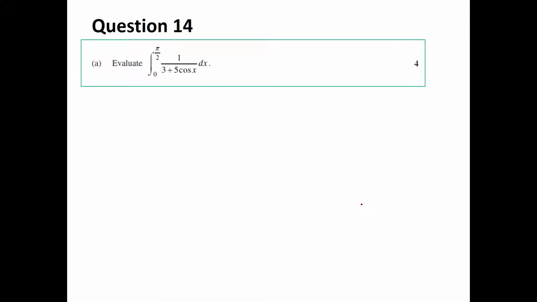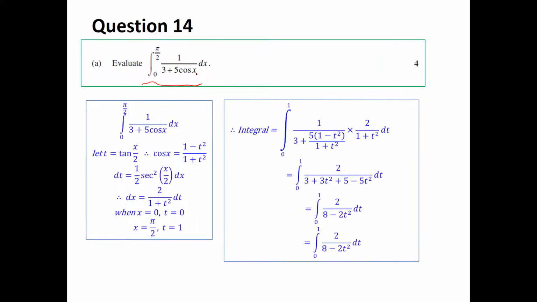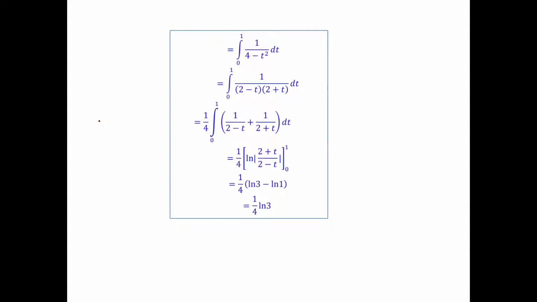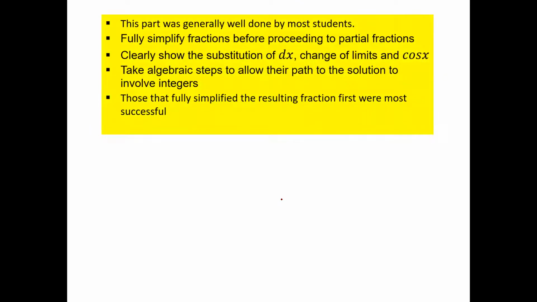Question 14a, evaluate the integral from 0 to pi on 2 of 1 over 3 plus 5 cos x dx. Here is a solution using the t substitution. As you can see, this is a textbook question, and the result is 1 on 4 ln 3. This part was generally well done by most students.